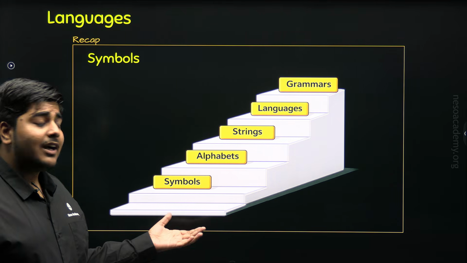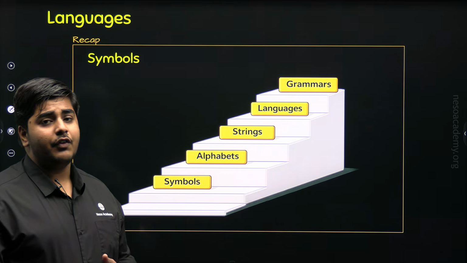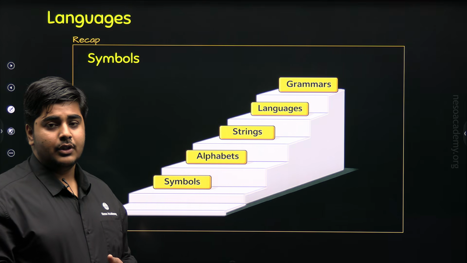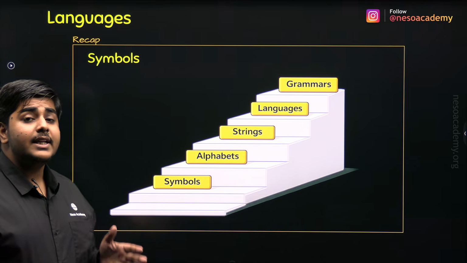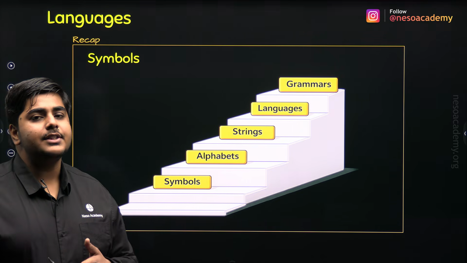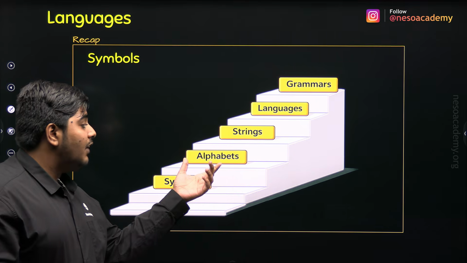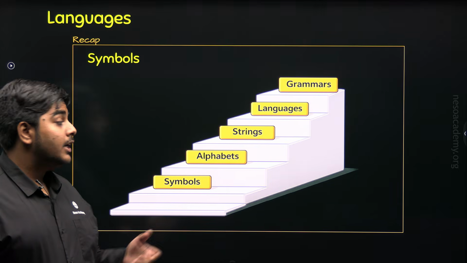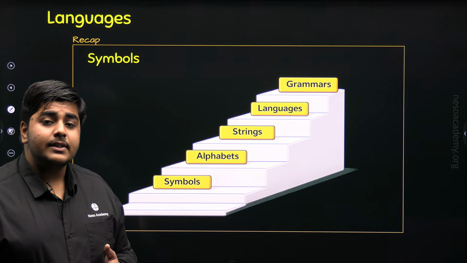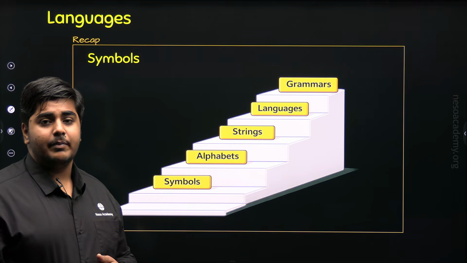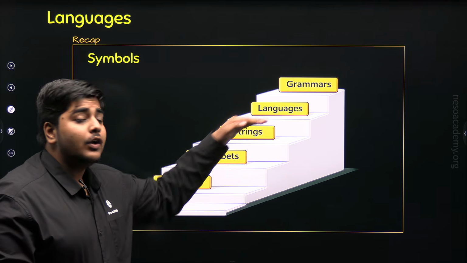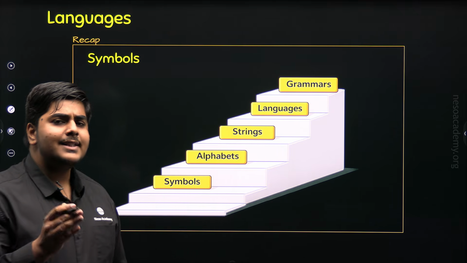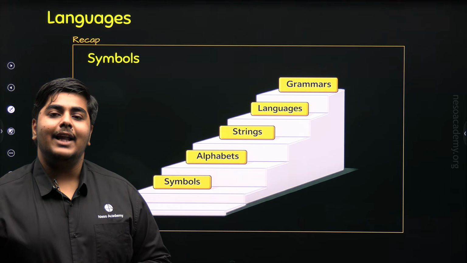So we have already covered the 3 steps of theory of computation, that are symbols, alphabets and strings. So we already know that a symbol is the most fundamental or the smallest unit of ToC. An alphabet is a finite and non-empty set of these symbols. A string is a finite sequence of these symbols from the alphabet. And now we are on the 4th step of this hierarchy, that is languages. So let's start our discussion on what are languages.